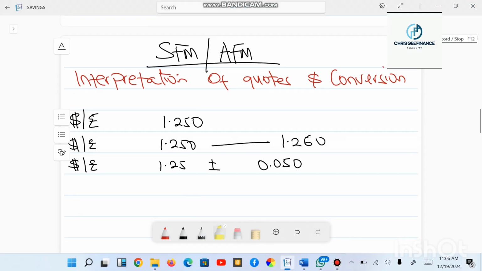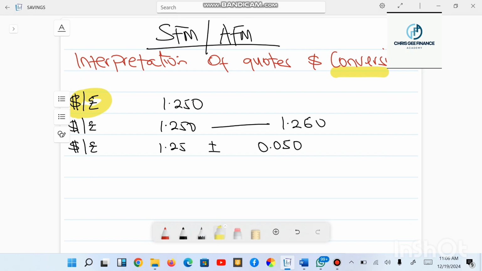Alright, look at this now. Interpretation of quote and conversion. So if I have dollar to pound is 1.250, what does this mean? This is simply telling me that $1.250 is required in exchange for 1 unit of pounds, right?